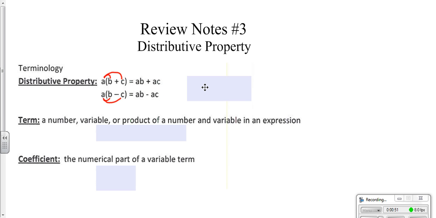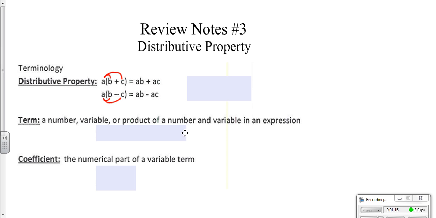you get this term. So a times b is ab, a times c is ac. And again, there's an addition problem in there, so that's why the plus is there. And then a times b again is ab, a times c is ac, but now a subtraction. That is the distributive property. Very important property, and a lot of people get that messed up. So a good property to be very comfortable with.